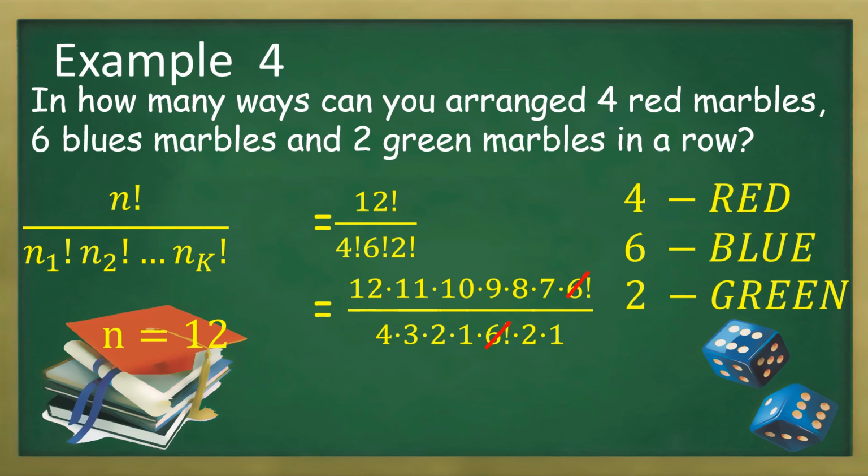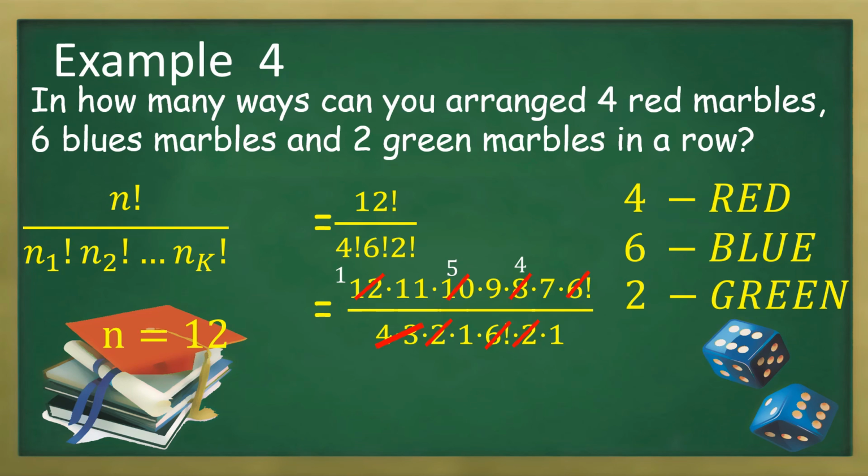And looking at the remaining numbers, you can still cancel some of your numbers, just like 4 times 3 is 12. So therefore, we can cancel it with 12. So the 4 times 3 on the denominator, you can cancel it with 12 on the numerator. Then we still have 2 on our denominator, which can be cancelled with 10. So 10 divided by 2 is 5. Then we still have another 2 on the denominator, and we can cancel it with 8. So 8 divided by 2 will leave you 4.